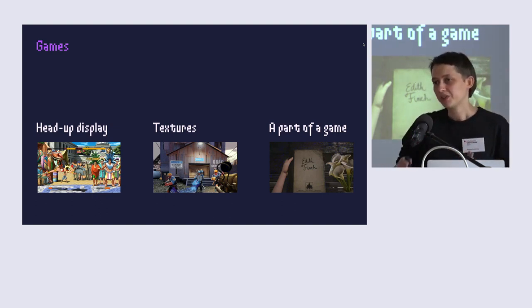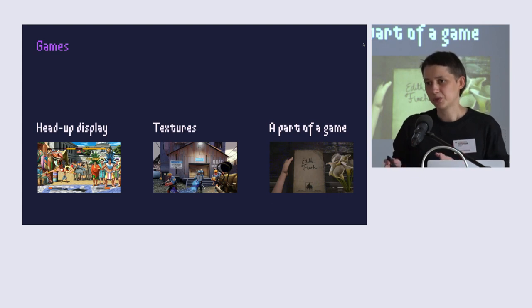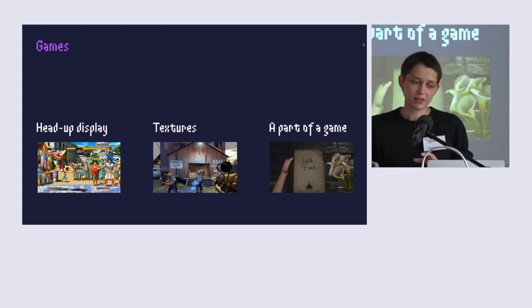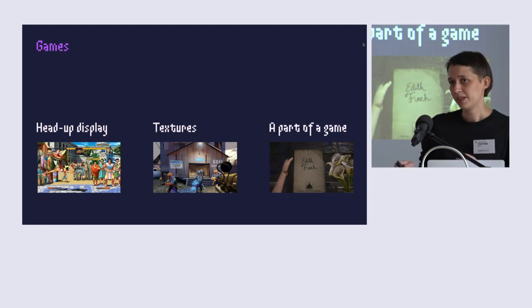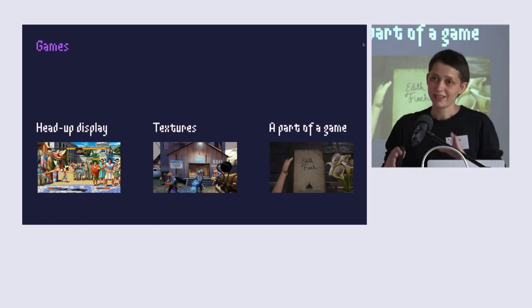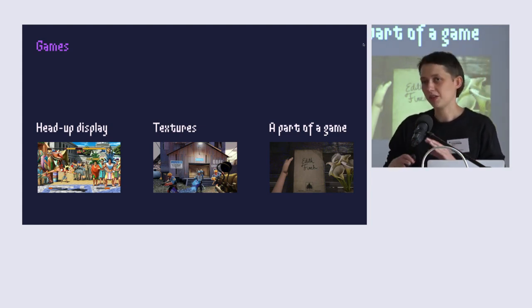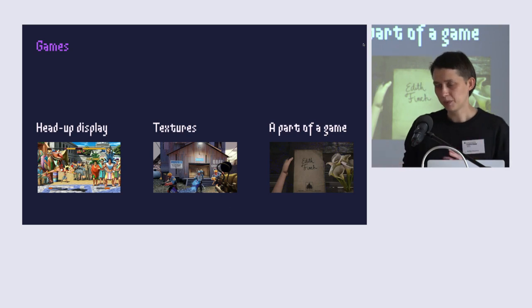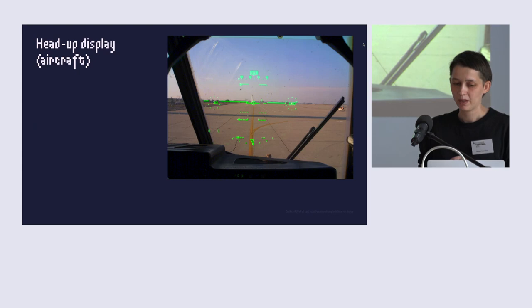And to introduce the field, I'd like to show some games. I've separated them into three groups. The first one is text within a head-up display. The second one, text on the textures in a 3D game environment. And the third one, text as a part of a game.